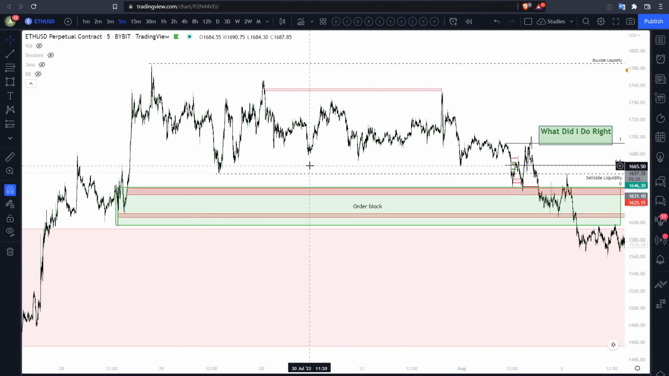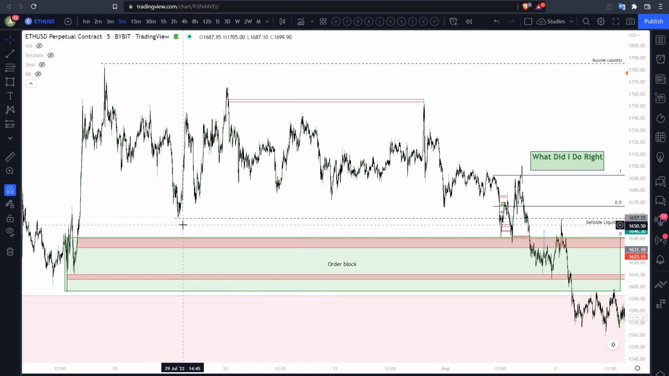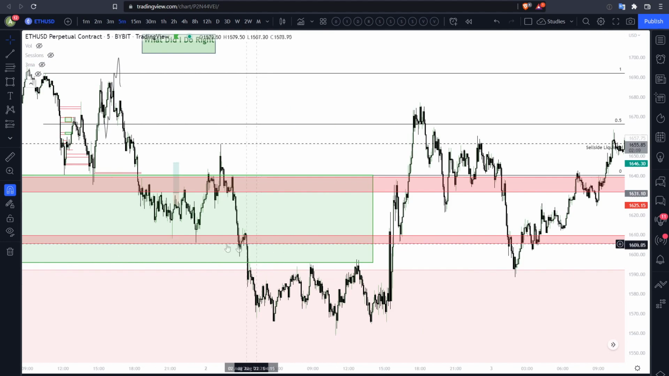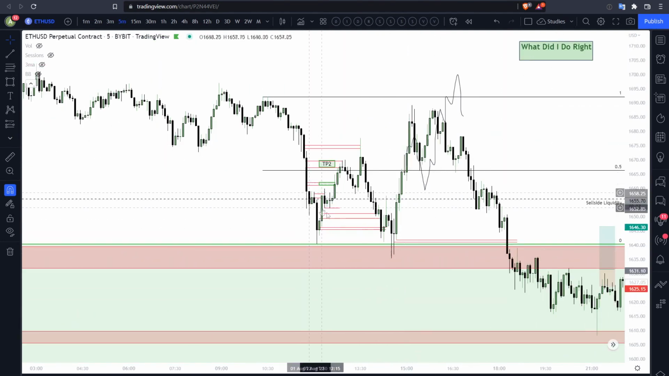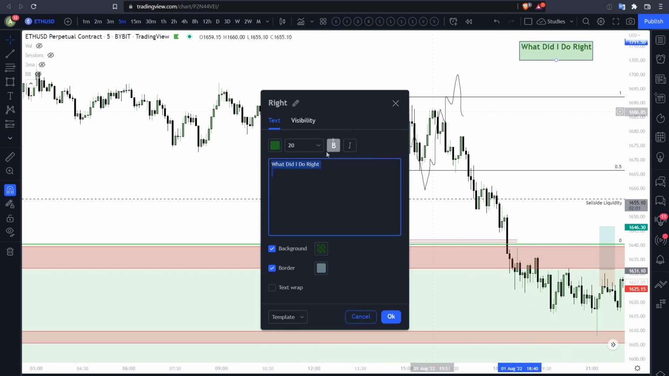Second, I also correctly identified this lower level where price might potentially reverse. This was this order block, and these two fair value gaps inside of it. And indeed, on this first bounce, price came here and bounced off the order block. So I'd say correct price reversal level. That was done well.